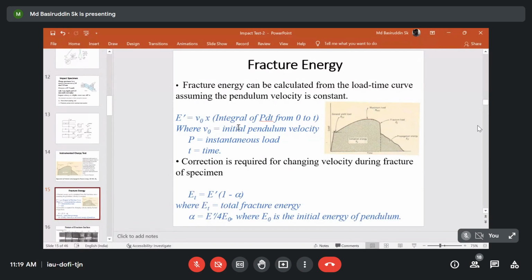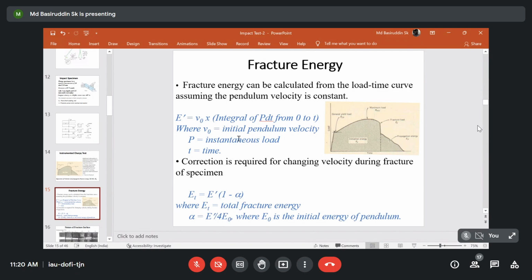But that is not enough to measure the impact energy of a material. Theoretically it is, we can represent it, but that is not correct in all cases or for all materials. So people have tried to rectify or modify these equations in this way, where ET is the total energy, and they have incorporated the alpha values, where alpha is nothing but E dash by 4 E0, where E0 is the initial energy of the pendulum.